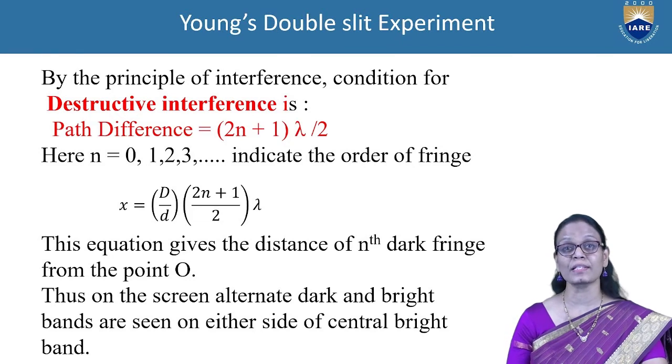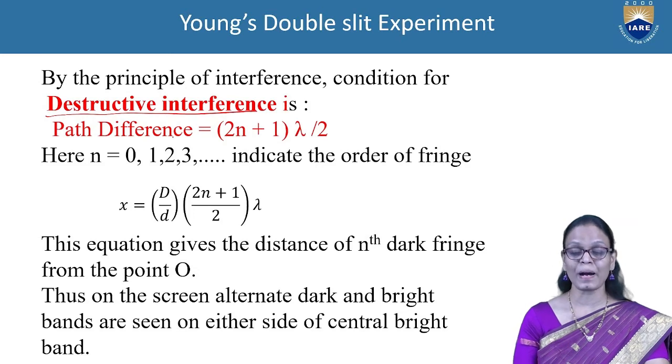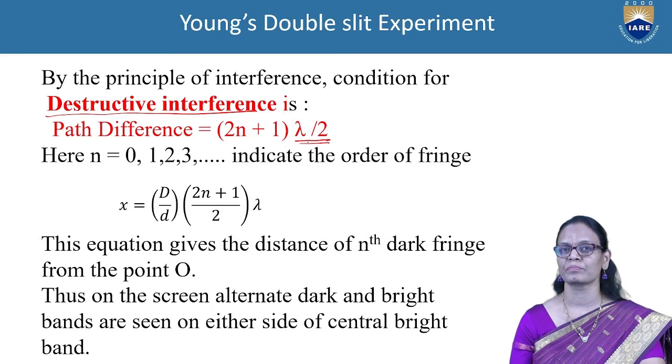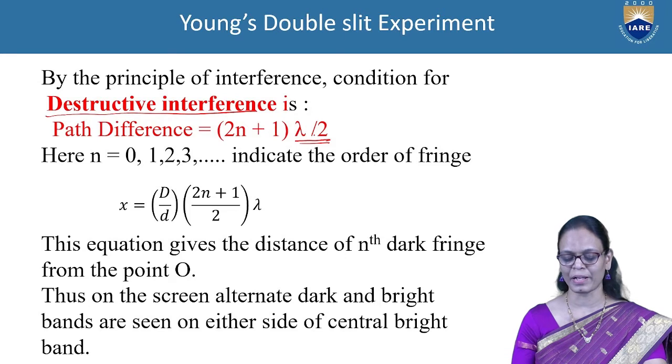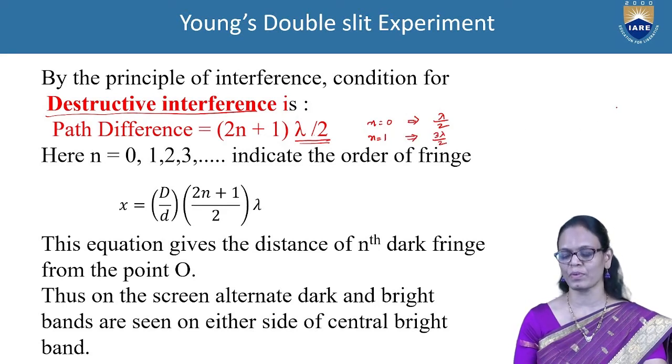Now we are going to see destructive interference. So what is the condition for destructive interference? The path difference should be an odd multiple of half the wavelength. Means path difference is (2n+1) λ/2. If n is equal to 0, we get λ/2. N is equal to 1, we get 3λ/2. N is equal to 2, 5λ/2 and so on. So they are all odd multiples of half the wavelength.